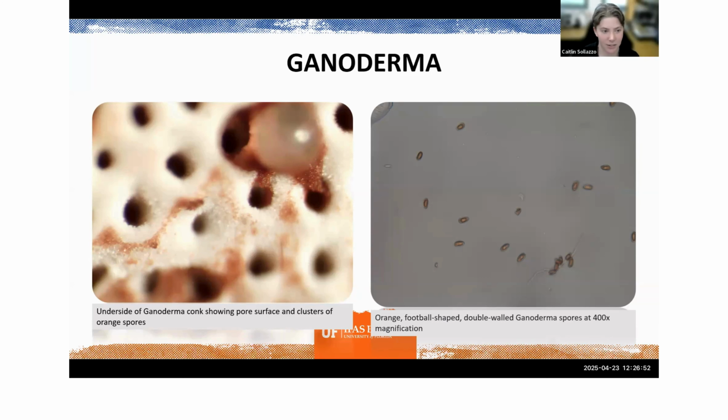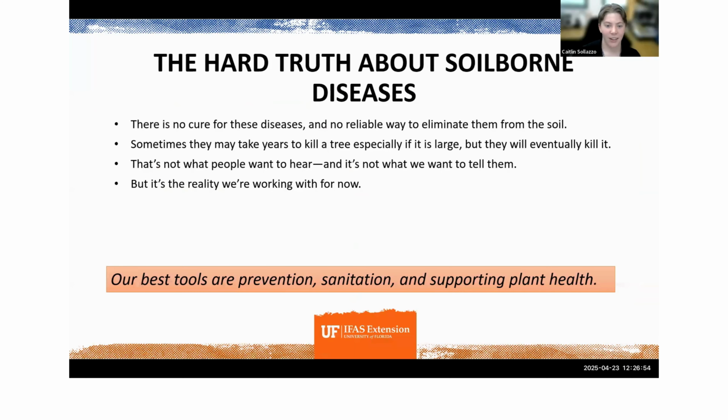All right, so this is just to reiterate that when it comes to these soil-borne diseases, there's no cure. Once it's infected, if you have Ganoderma or Armillaria, you have to get rid of the plants. You're not going to save it. You can prolong it, and sometimes it takes a while for it to die, but it will eventually die.